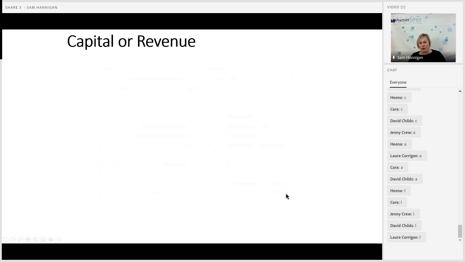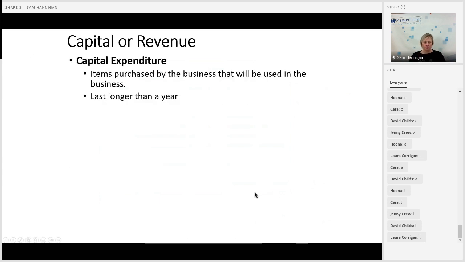Capital or revenue. There's two parts to this. Capital expenditure means that the business has bought something to use within the business, and it's going to last longer than a year. For instance, if you are a gardener and you've just bought a new sit-on lawnmower, you'd expect it to last longer than a year. This is an investment you're making into the business, which is why we call it capital expenditure. The asset is going to be a non-current asset, so it becomes capital expenditure.